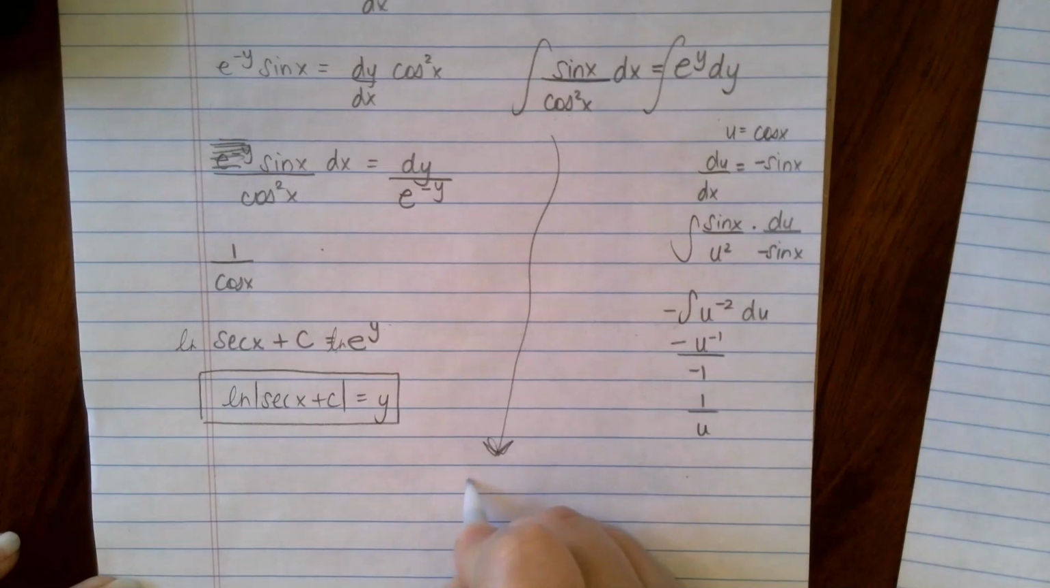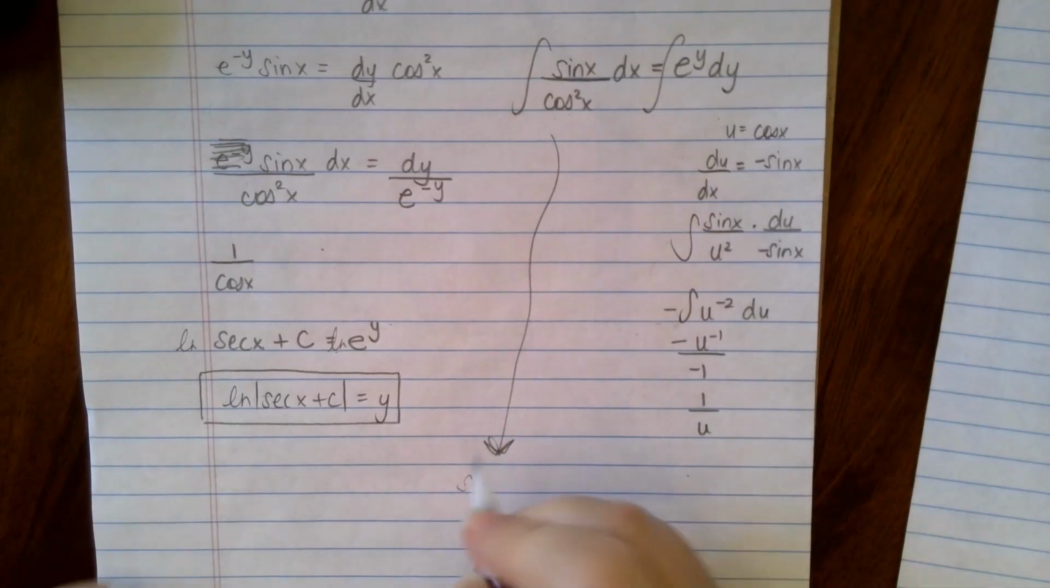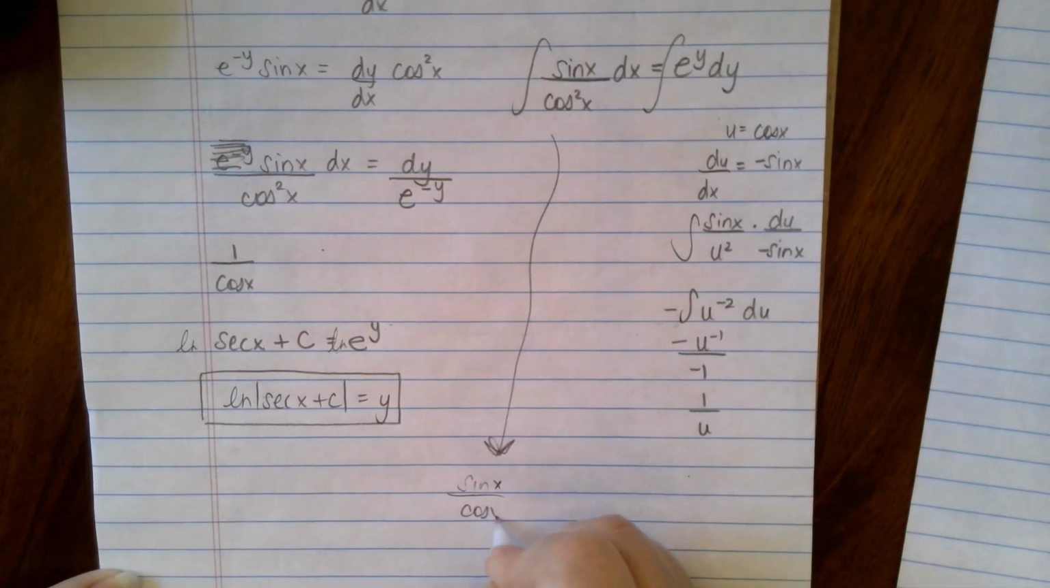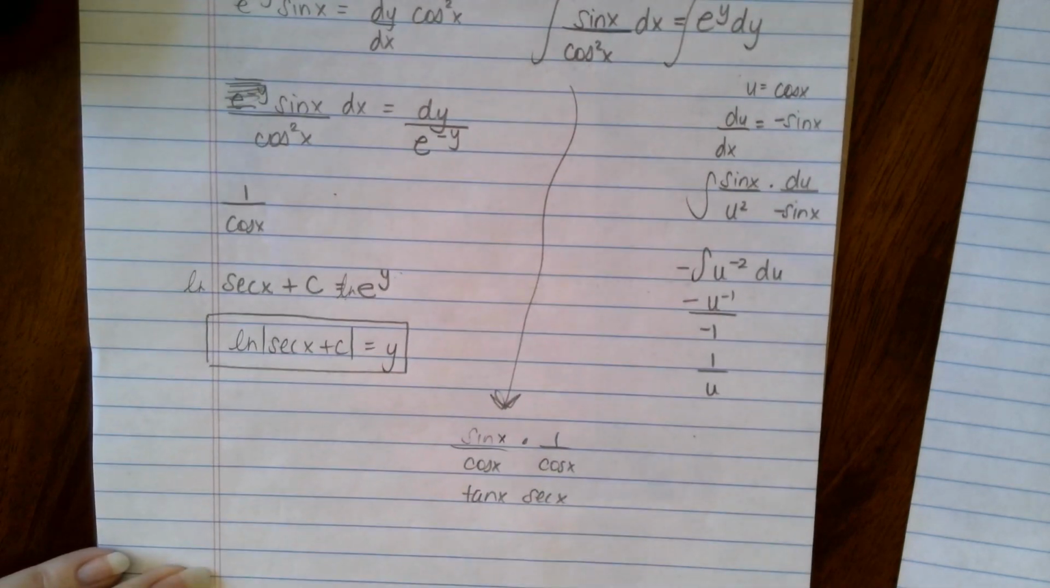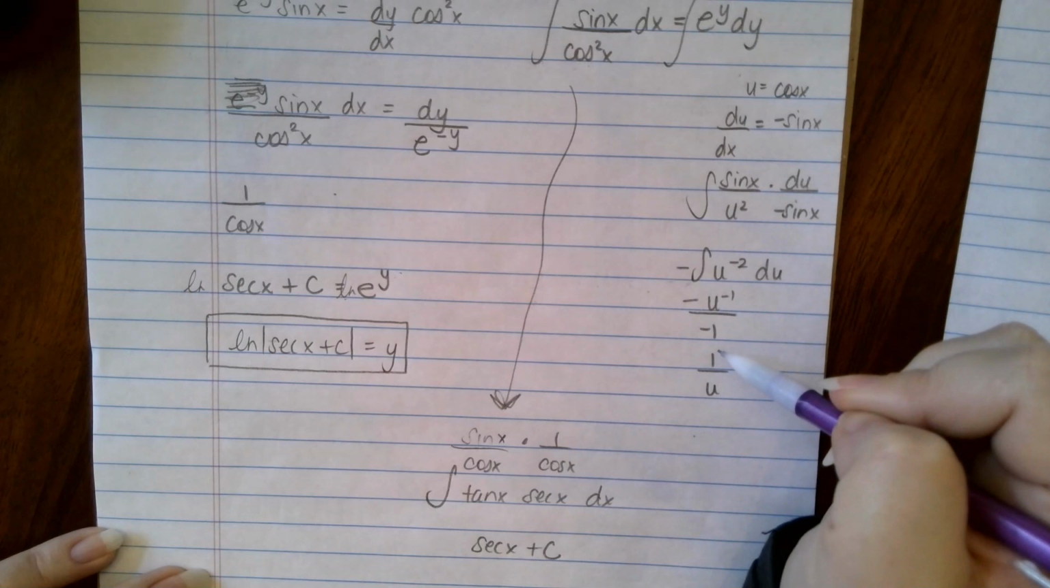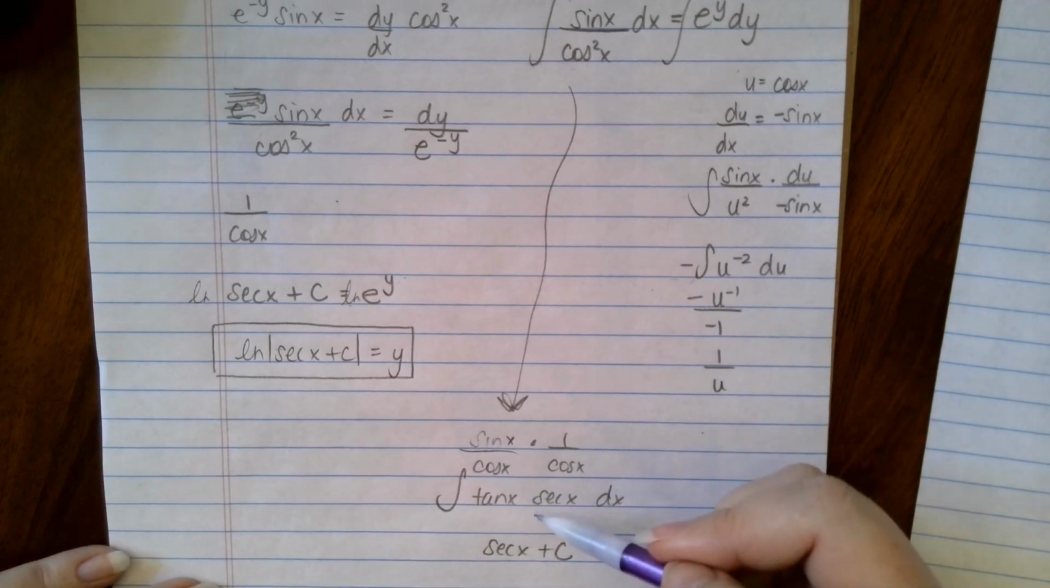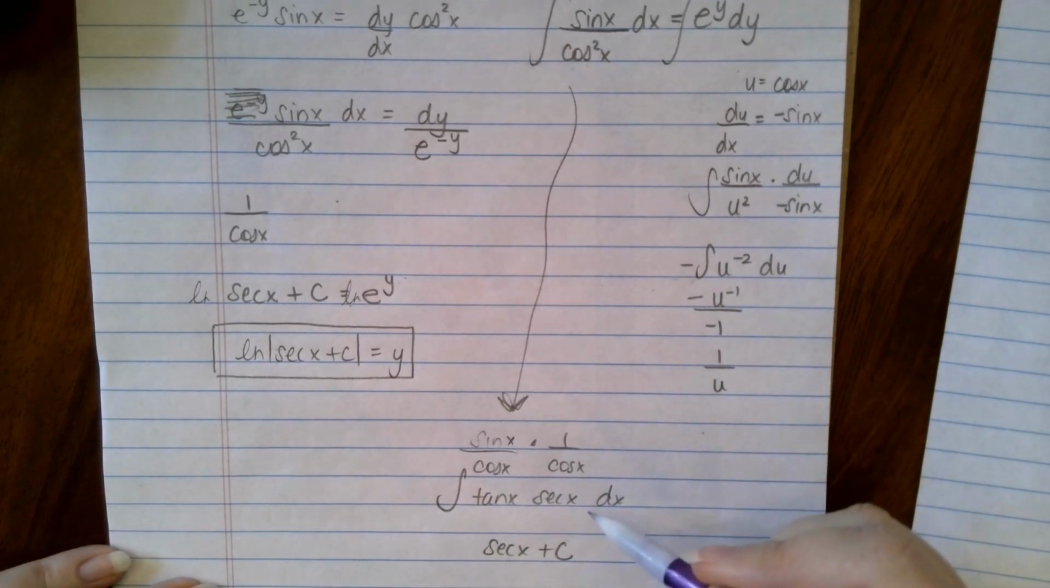I could break this up into sine x over cosine x times 1 over cosine x, which is tan x secant x. Okay? And if I have tan x secant x and I want to integrate that, well, that's just going to be, let's put a dx right there, that's just going to be secant x plus c. So I could have actually done it without my u substitution, and I believe we actually did a problem like this before we learned u substitution.